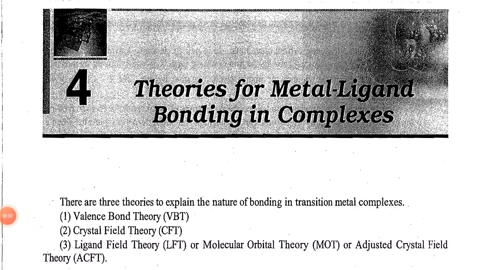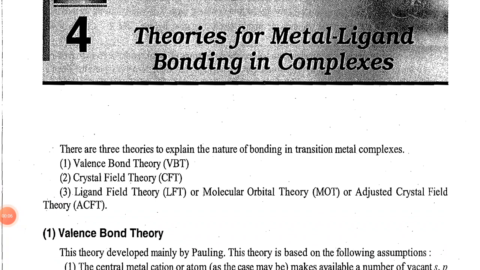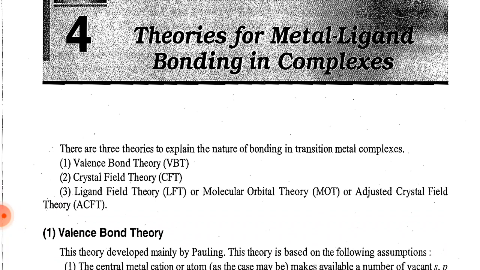Theories for metal ligand bonding in complexes. There are three theories to explain the nature of bonding in transition metal complexes. First, valence bond theory (VBT). Second, crystal field theory (CFT). Third, ligand field theory (LFT), or molecular orbital theory (MOT), or adjusted crystal field theory (ACFT).